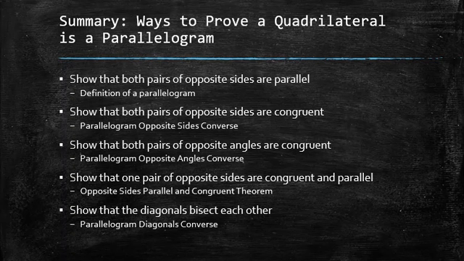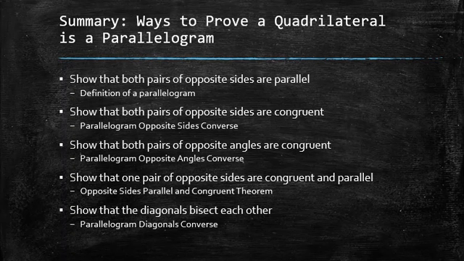If you want to show that both pairs of opposite sides are congruent, you'll be using the parallelogram opposite sides converse. To prove a quadrilateral is a parallelogram by showing that both pairs of opposite angles are congruent, it is the parallelogram opposite angles converse.